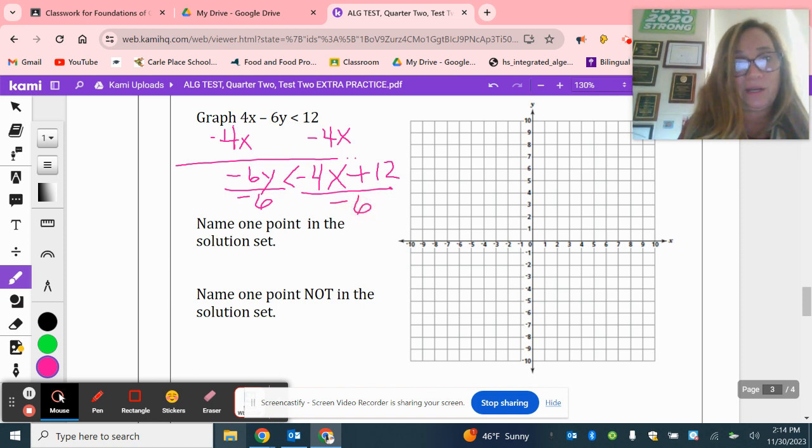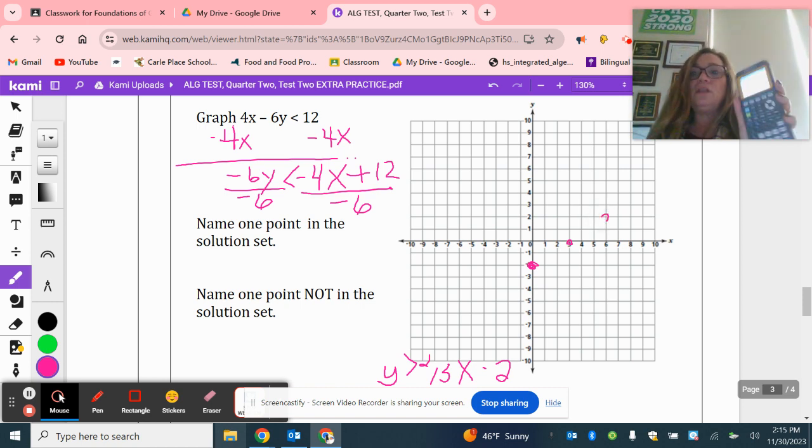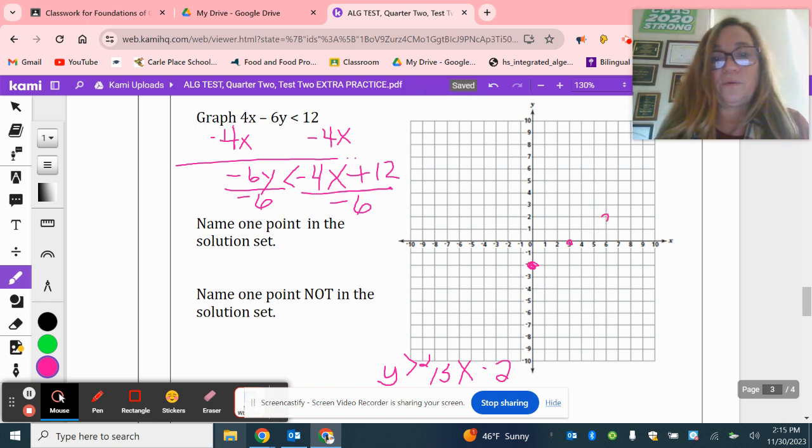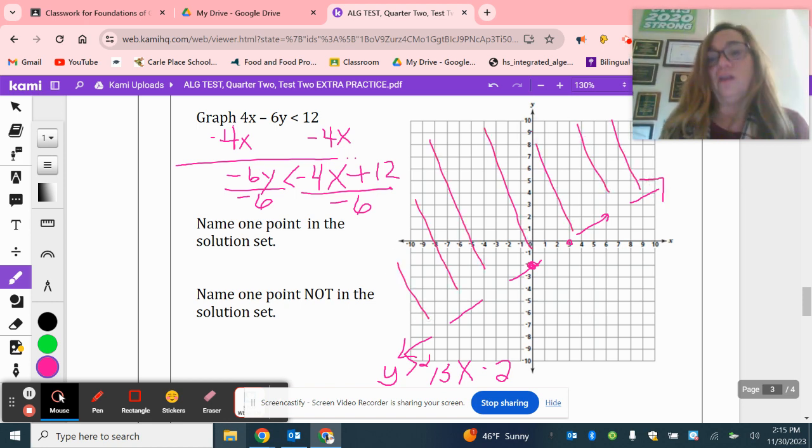And I'm running out of room, so I'm going to go down here. Dividing by a negative, flip the sign. 2/3 of an x, subtraction 2. So -2, up 2 over 3, up 2 over 3. And again, you can use your calculator, okay? So this is going to be a dotted line because there is no equal bar in the inequality symbol. And it does say is greater than, so I'm going to shade above. However, you can double check this with your calculator.